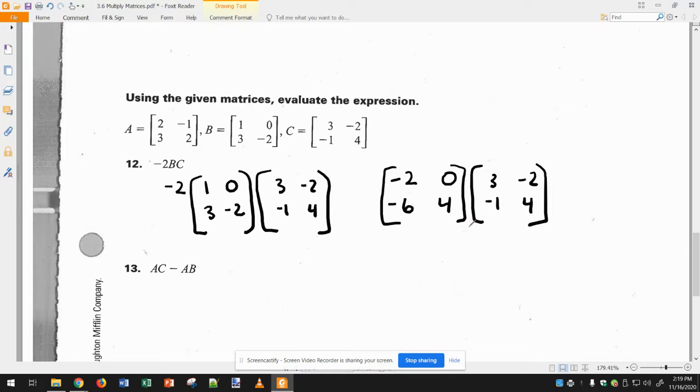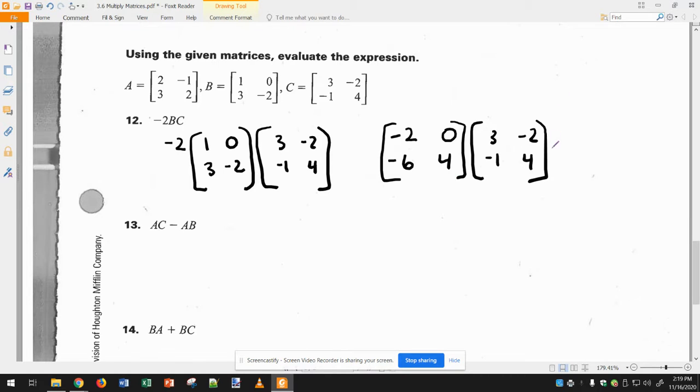Okay, and this is a 2 by 2 again. So I'll do this one for you. We should get another 2 by 2. So we take the first row times the first column. So negative 2 times 3 plus 0 times negative 1, which is negative 6 plus 0. Then we stay with the first row and we do the second column. That goes in here. So negative 2 times negative 2 plus 0 times 4. And that's just going to be 4. This is 4 plus 0.